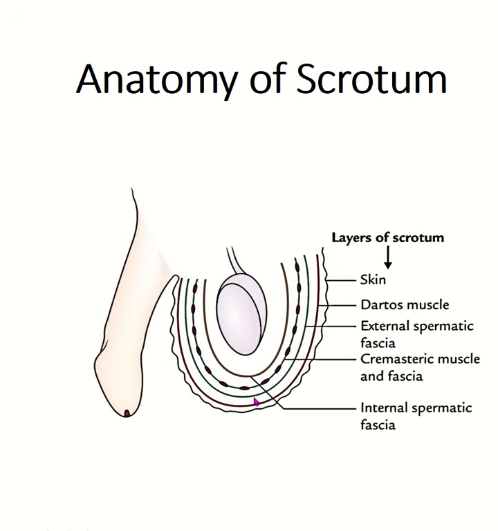The applied anatomy of the scrotum. The scrotum regulates the temperature of the testis. It maintains a temperature 2 to 3 degrees centigrade lower than the body to facilitate sperm production. Cremaster and dartos muscles contract and relax in response to temperature change to help keep the testis cool.